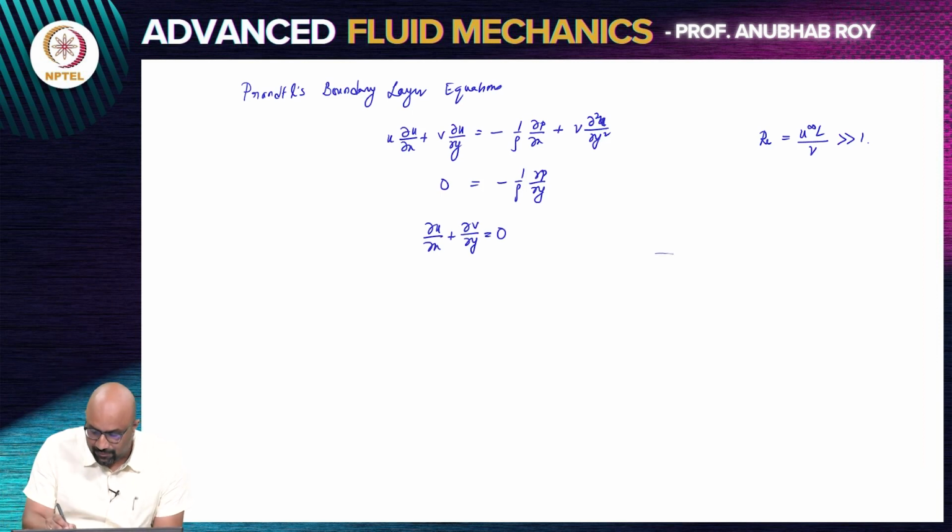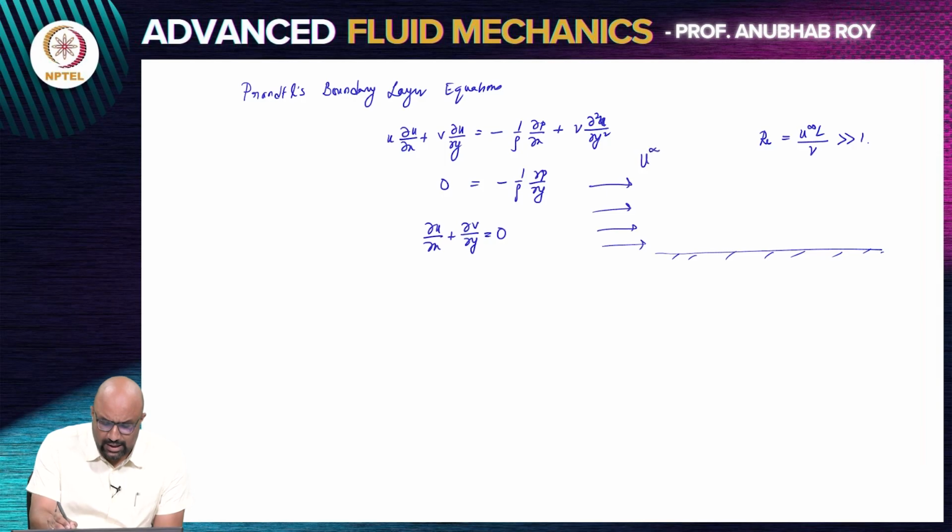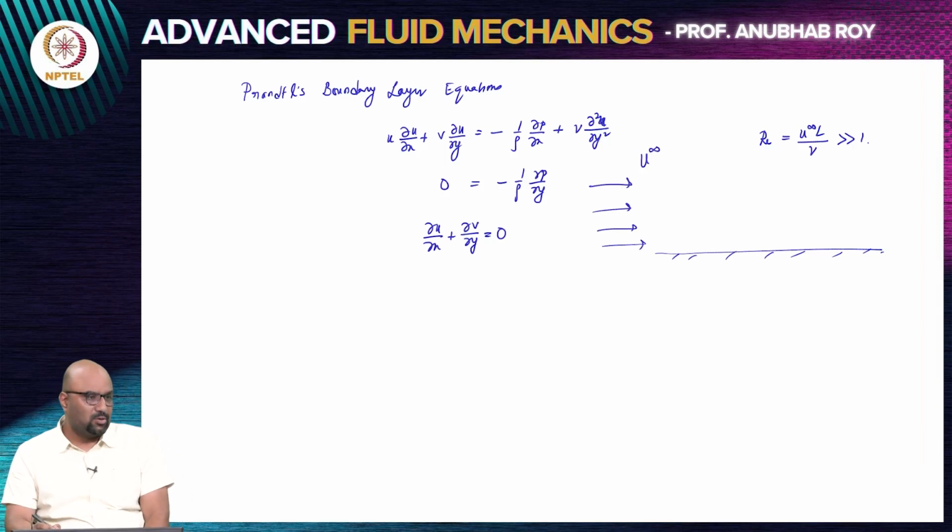So, if you have a surface which is in the path of some incident flow, the incident flow need not be a uniform stream, it could also be a non-uniform stream. But what we found out is that Prandtl's boundary layer equation gives us a description of what the flow is in the neighborhood of the surface by having the appropriate, asymptotically appropriate balance of viscous forces and inertial forces.